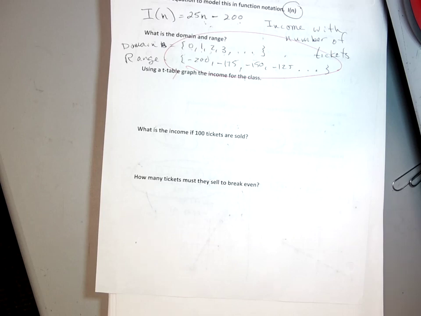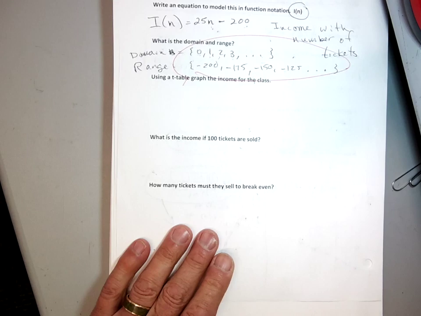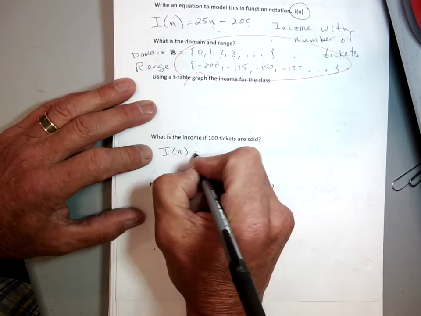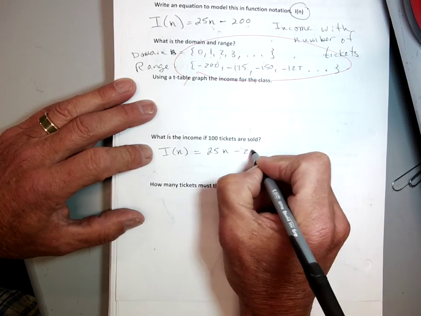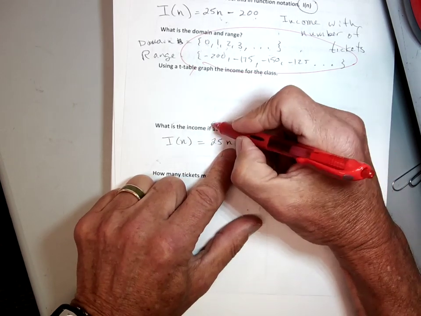Now, what is the income if 100 tickets are sold? Well, let's use my equation. I had an equation of I of n equals 25n minus 200. So that's no problem. I'm going to plug in my 100 for n. For 100 tickets, I'll plug 25 right there. There's my equation.